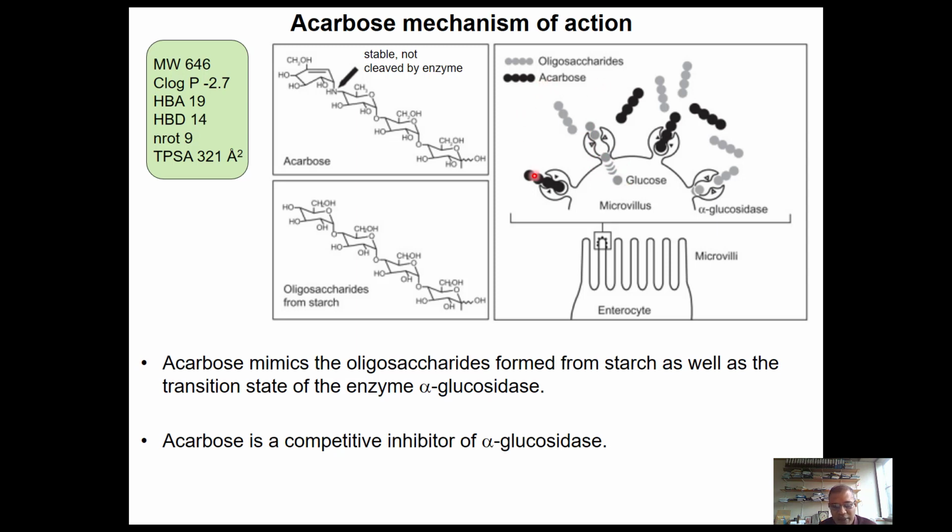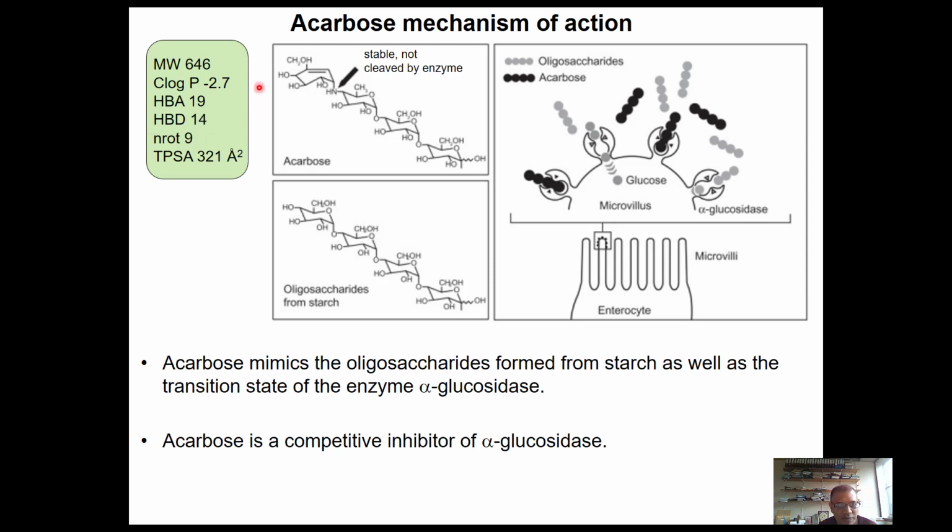When Acarbose binds, it is recognized by the enzyme, but it's not cleaved at the stable bond, so it can sit there and act as a competitive inhibitor that prevents glucose from binding. And by doing so, that's then preventing the uptake of glucose from the metabolized starch. So Acarbose is a competitive inhibitor of the alpha glucosidase.